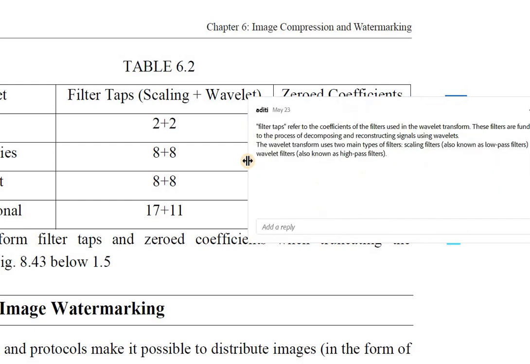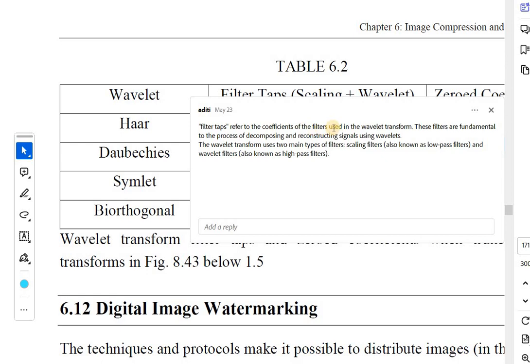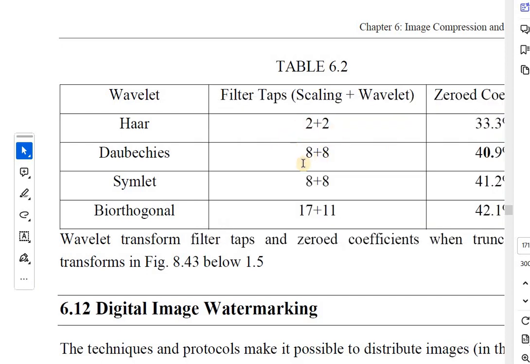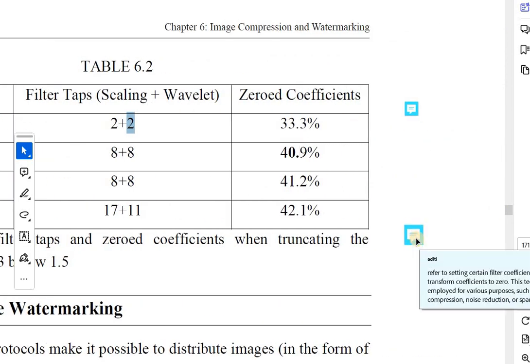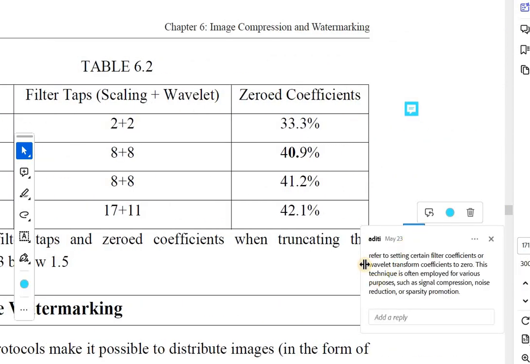So when I talk of filter taps, what does it mean? Filter taps refers to the coefficients of the filters used in the wavelet transform. These filter taps are fundamental to the process of decomposing and reconstructing signals using the wavelet. There are 2 main types of filters. One is the scaling filter, which is also known as the low pass filter, and the other is the wavelet filters, which are known as high pass filters. So now you understand the concept of these values. This value tells you how many scaling filters are used, and this value tells you how many wavelet filters are used. Low and high pass filters respectively.